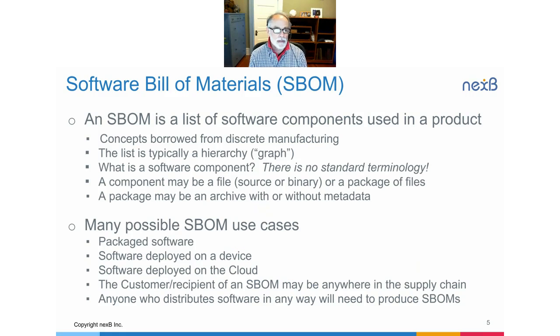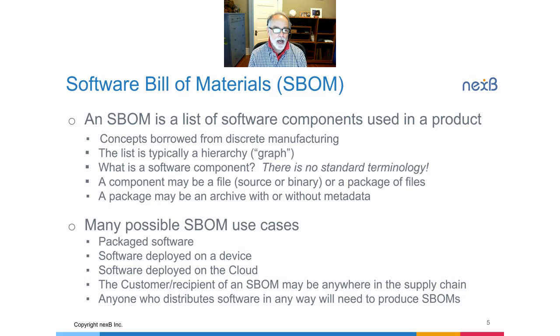So starting very simply, you've probably heard this a lot. A lot of people talk about this. A software bill of materials is a list of software components. What people don't talk about enough is that the concepts here are all borrowed from discrete manufacturing, such as manufacturing computers and phones. There's a huge body of knowledge from that domain that's not really well leveraged yet in the software domain. We're trying to work on that.